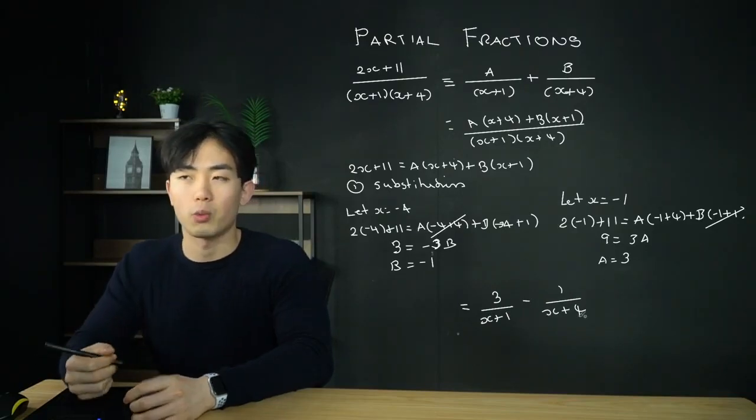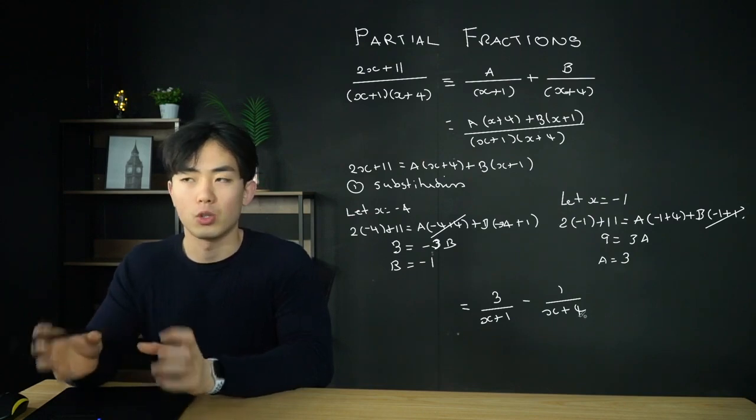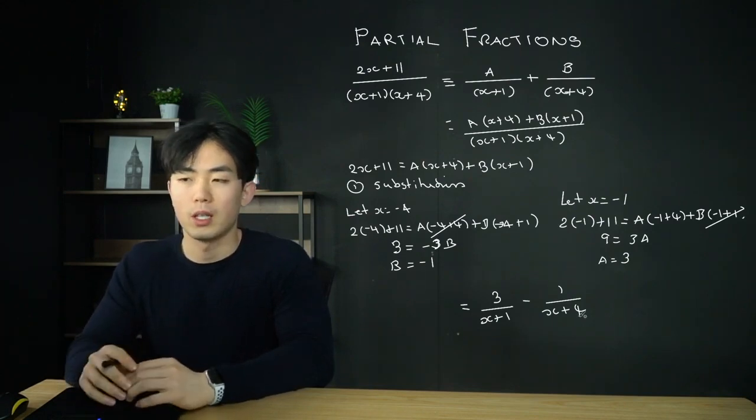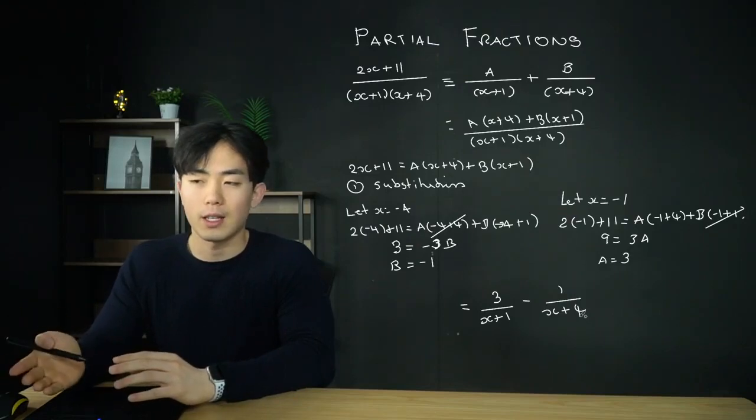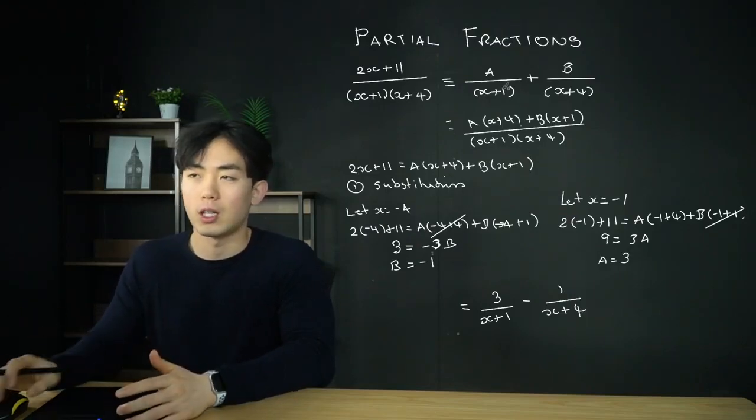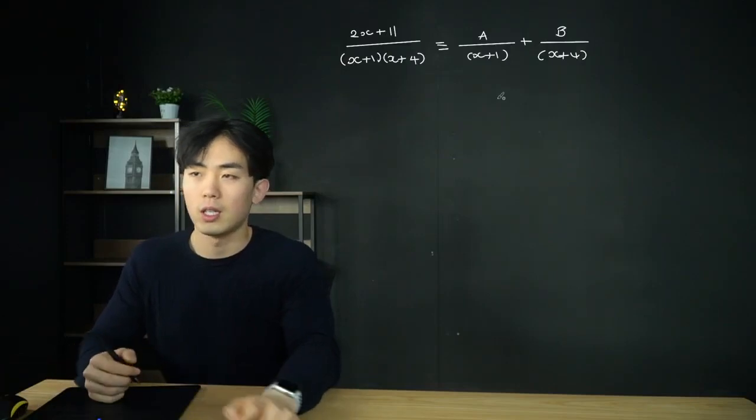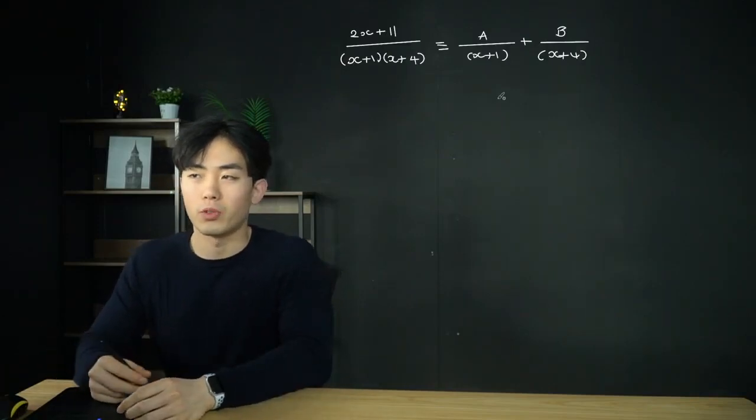And that is essentially how we go about splitting up a large fraction into two smaller linear fractions. As we said before, there's two ways of doing it. We can use substitution like this, or we could equate coefficients. So I'm going to show you how to equate the coefficients. This is exactly the same question as before.